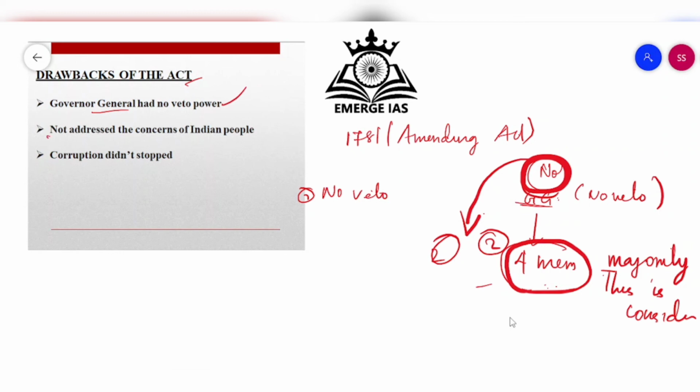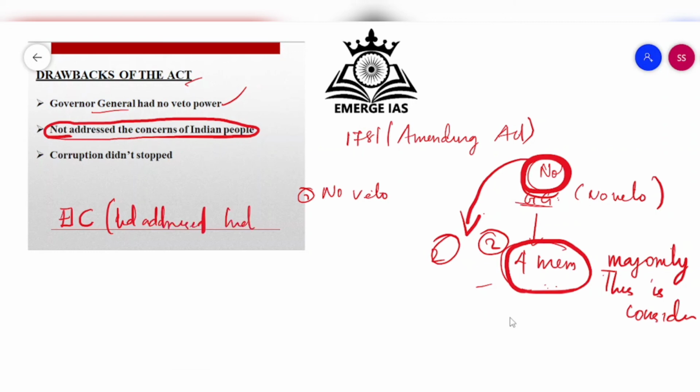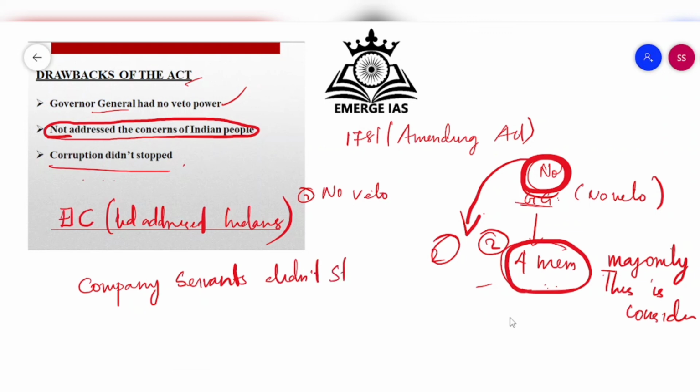And also, this act didn't address the concerns of Indian people, because it was only for regulating the English East India Company, and it didn't address anything about the Indian people. And the main thing was, this act was passed only to control the affairs of the English East India Company and to reduce the corruption and bribery in the company. But as an outcome of this act, the corruption didn't stop. That was the main thing, because the aim of the act itself failed, that is, the corruption didn't stop in India. And this is all about the Regulating Act of 1773, which is the first step towards the centralization of India.